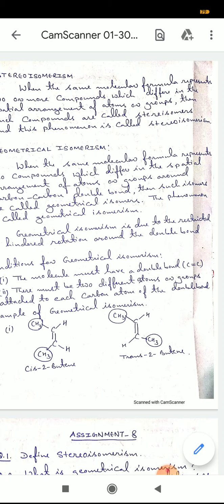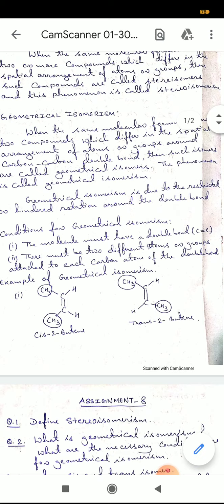Now the two similar groups which are on the same side are called the cis isomer. Cis means same. So this structure is cis-2-butene. Whereas on the right hand side, if you see, the two methyl groups are on the opposite side. So the isomers in which the groups are on the opposite side are called trans-2-butene.